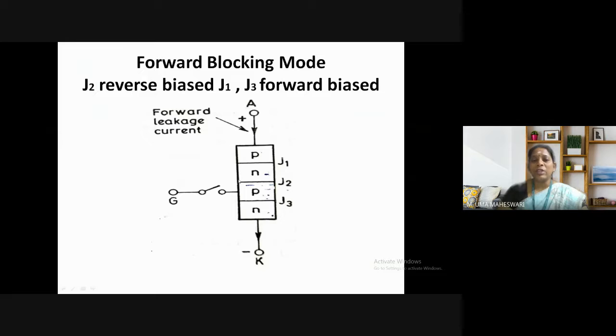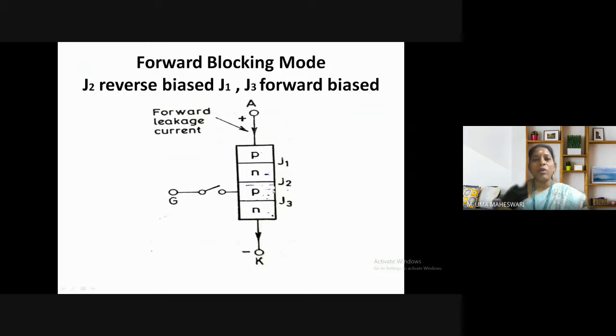With the reverse biased condition, there exists a depletion region here. In this forward blocking mode, with this anode and cathode polarity, there is no flow of current. Only a small leakage current will be flowing. That is due to temperature effects, because of the depletion region across junction J2.